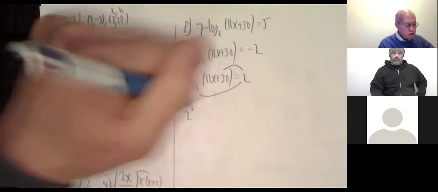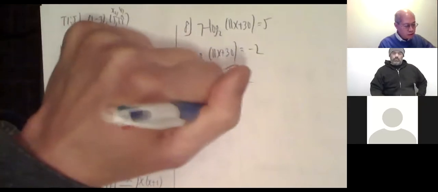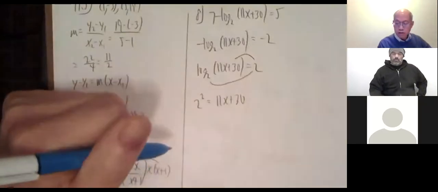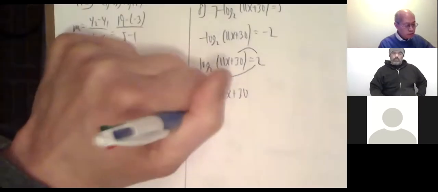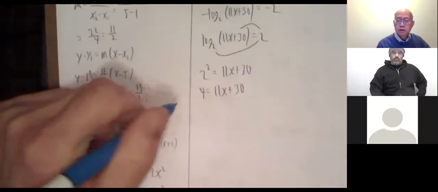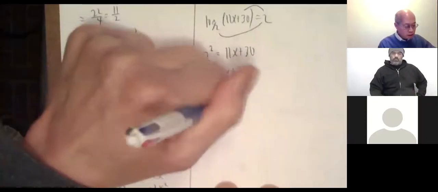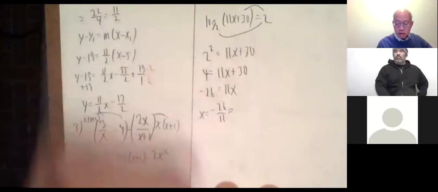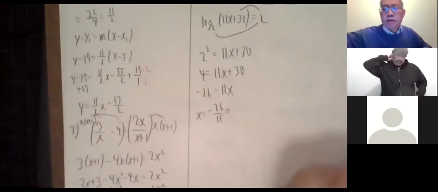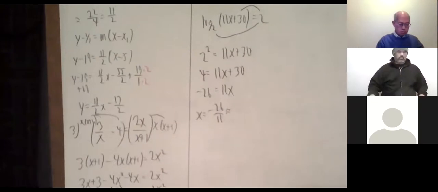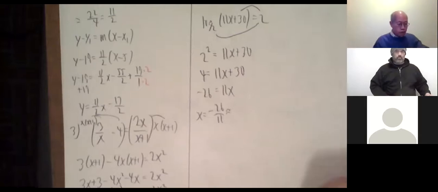So 2 squared equals 11x plus 30. 4 equals 11x plus 30. Subtract 30. Negative 26 equals 11x. Divide by 11. X equals negative 26 over 11. And it says give to 3 decimal places. So negative 2.364.